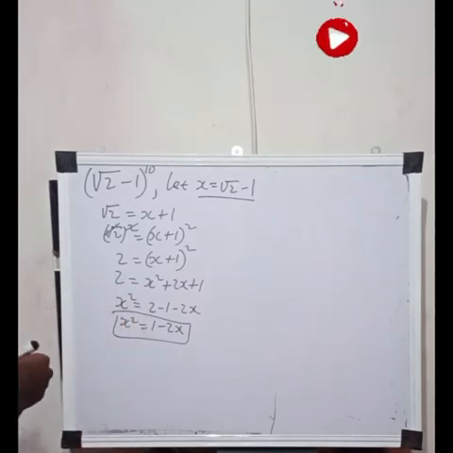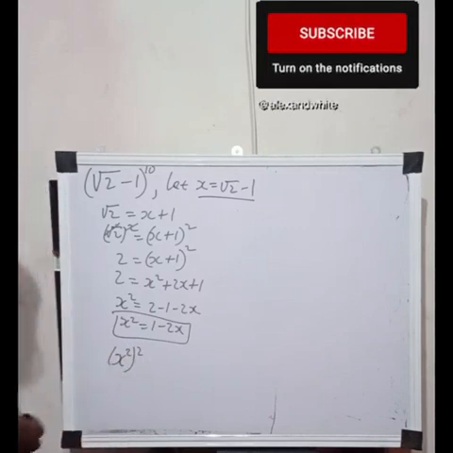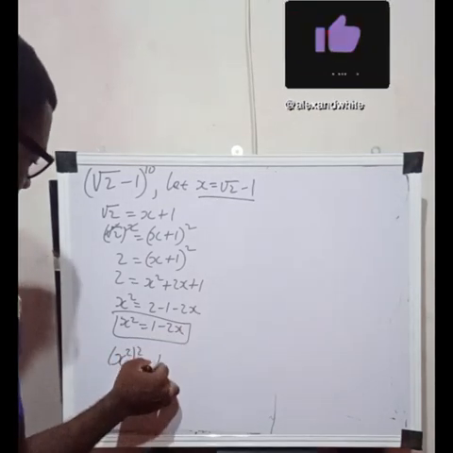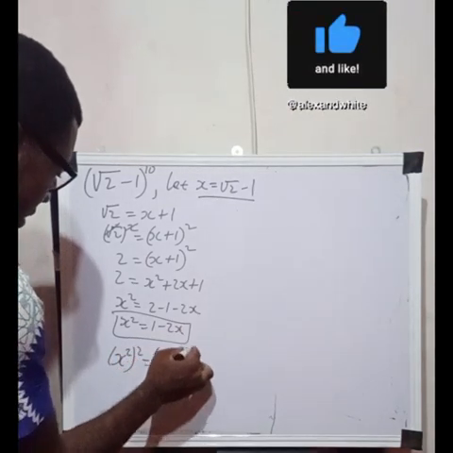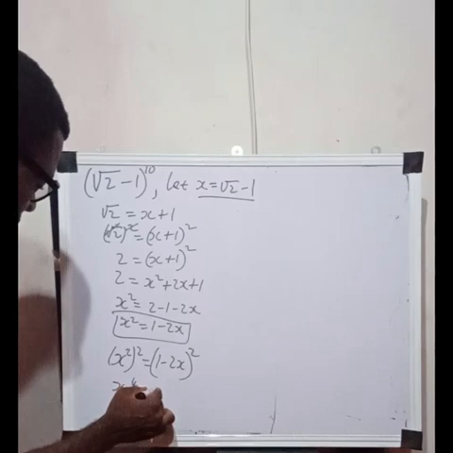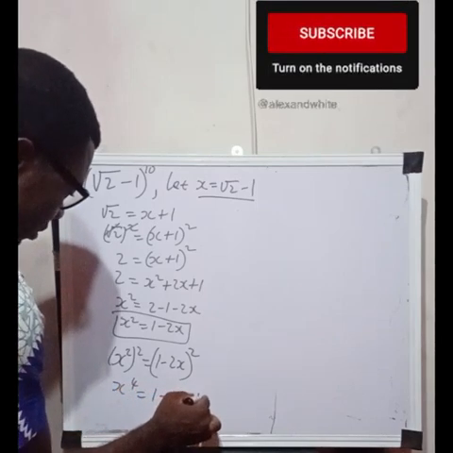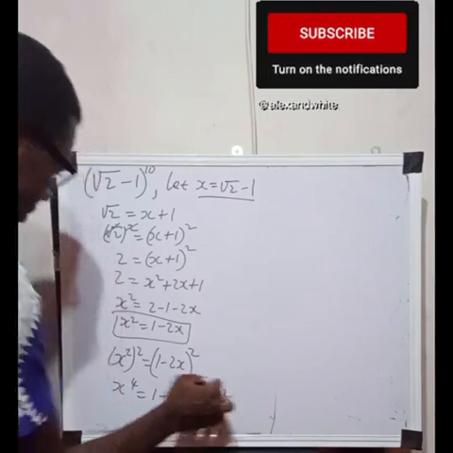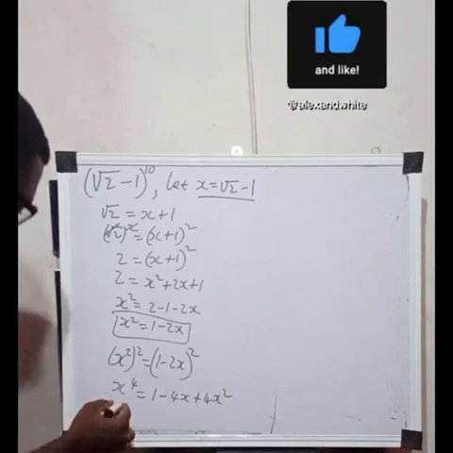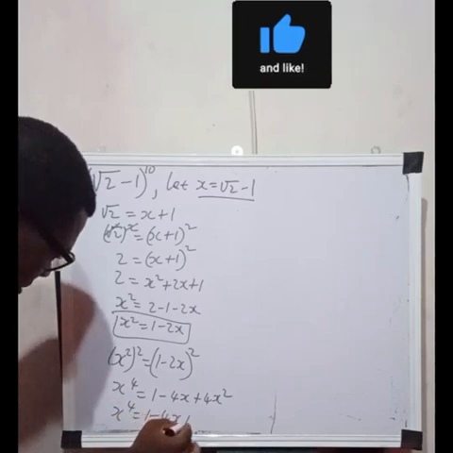If I square this, I will have x squared squared, which is going to give me the square of this, that is (1 minus 2x) squared. x raised to the power 4 will be equal to, if I expand this, 1 minus 4x plus 4x squared. But this is becoming complicated. I don't want this squared. So I'll have x raised to the power 4 equals 1 minus 4x plus 4.